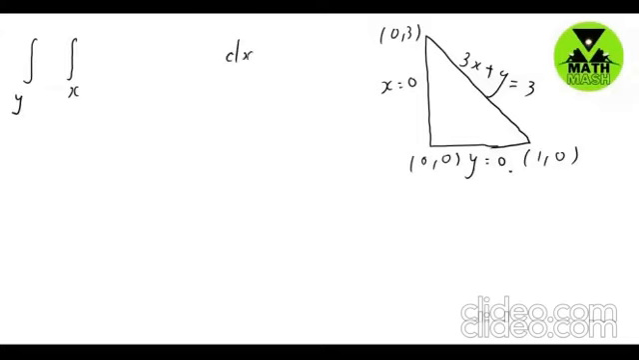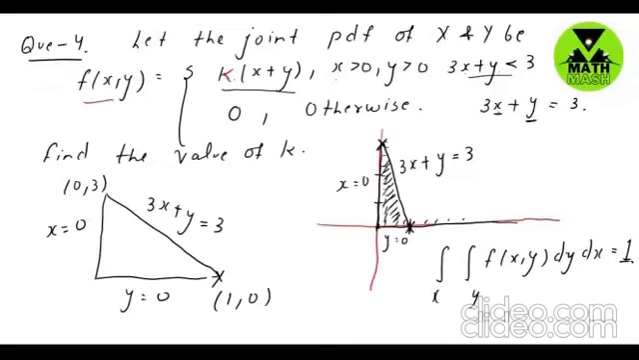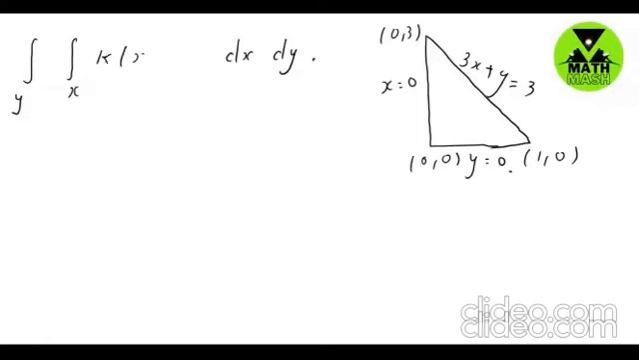So this is the integral with respect to x, then y, of the function k into (x plus y). Now we have to take the limits. The outer limits are always constant, so these are the y limits. The y values lie from y equals 0 to y equals 3, because these are the outer limits.